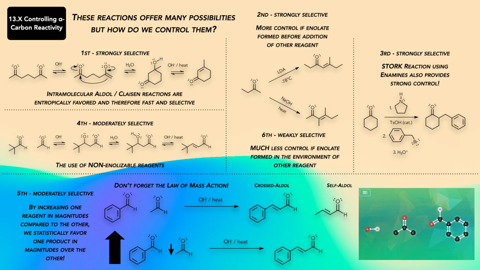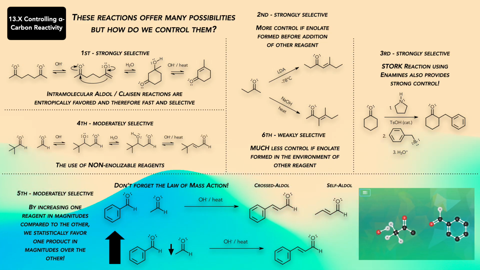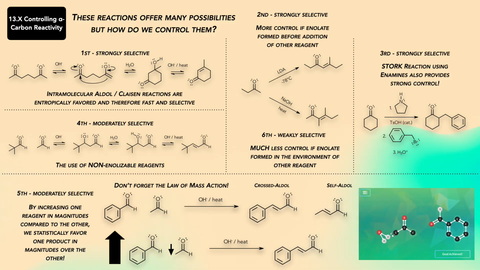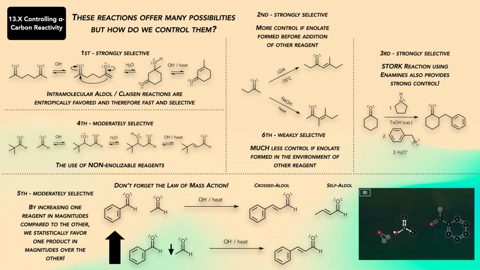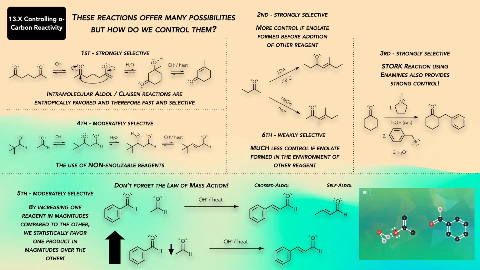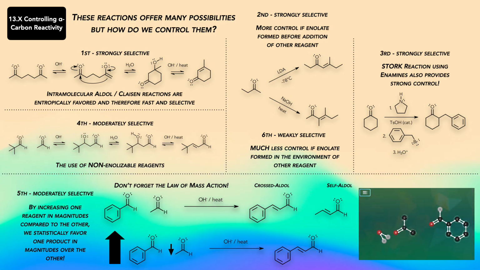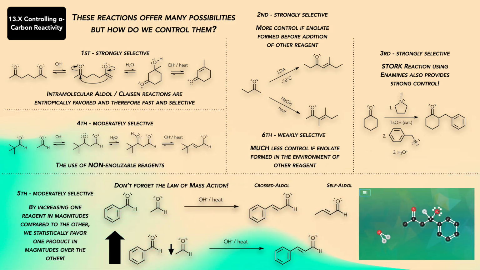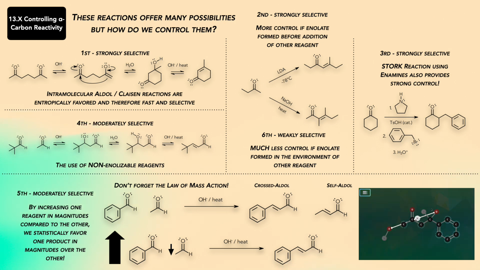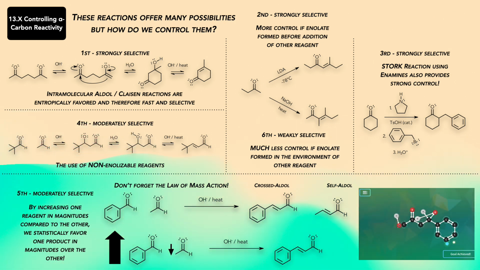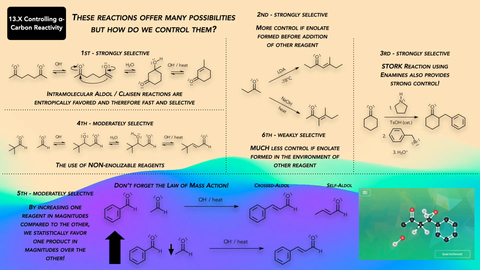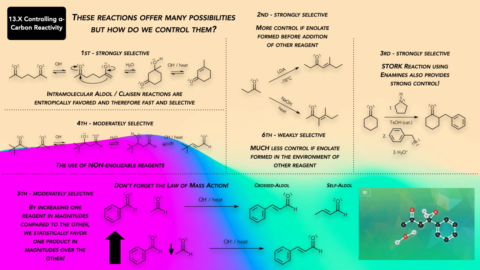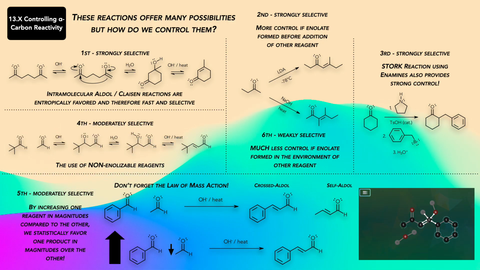At this point, we've seen several reactions that rely on alpha carbon nucleophilicity. The real challenge is controlling which reaction happens when. There are several strategies chemists use. First, intramolecular reactions are often strongly favored because they are entropically advantageous. Second, we can form the enolate before introducing other reagents, which gives strong control over selectivity.